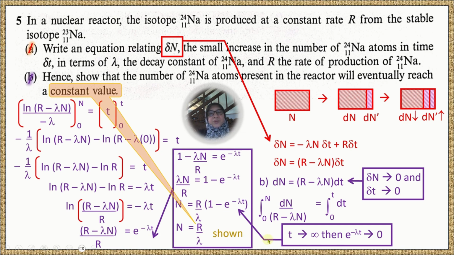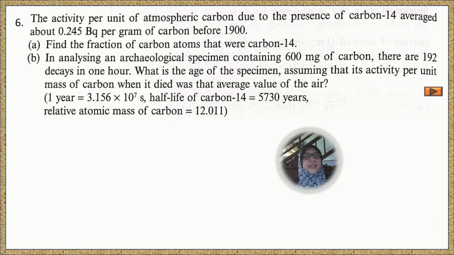Okay, next we go to question 6. Question 6: the activity per unit of atmospheric carbon due to the presence of carbon-14 averaged about 0.245 becquerel per gram of carbon before 1900. Find the fraction of carbon atoms that were carbon-14. So we do question A first.